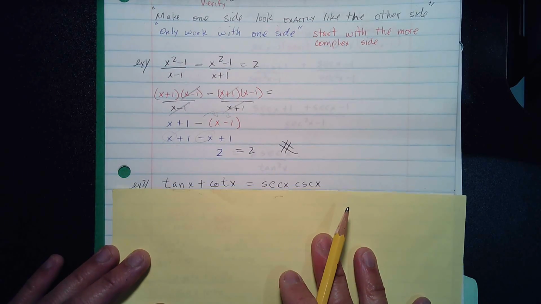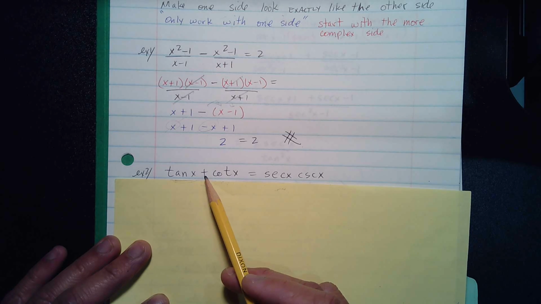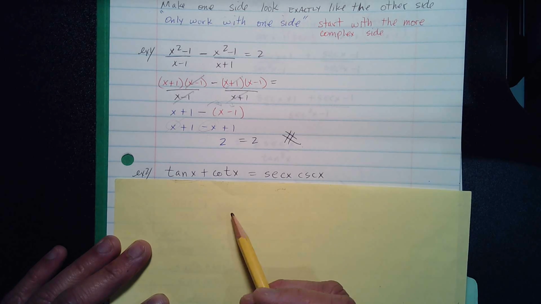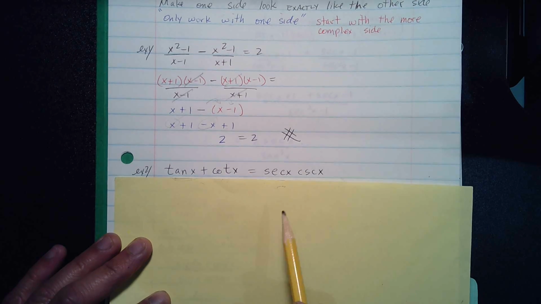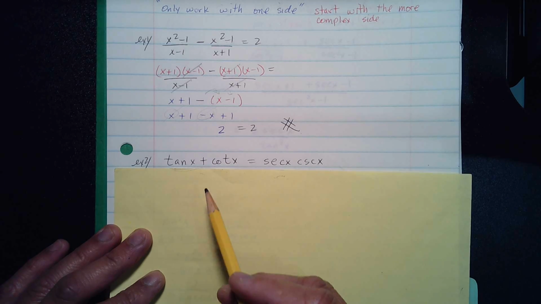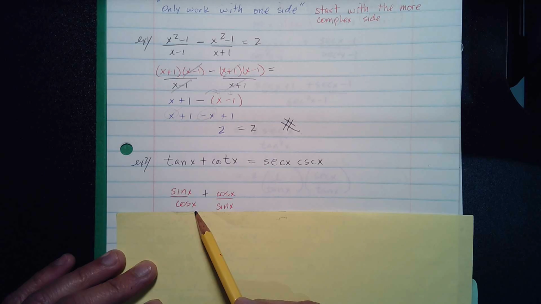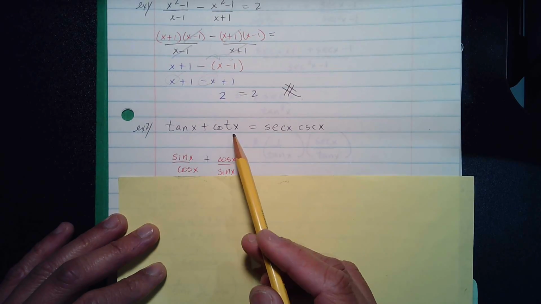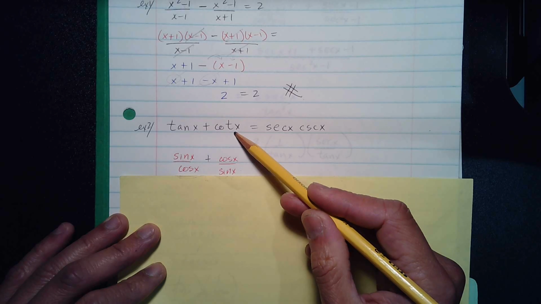Example 2. So I'm going to make the left side look like the right side. A little bit more complex because we have addition, but you can go either way. It's just easier to start off with the more complex side. All right, so I'm going to change tangent x into sine x over cosine x. Cotangent is cosine over sine x. This expression is equivalent to this expression.